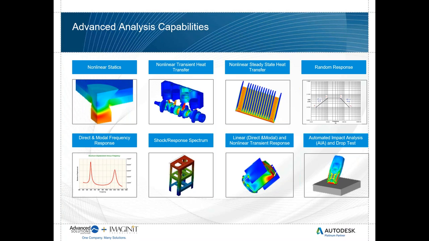Right. Now, we also have linear, direct and modal, and nonlinear transient responses. So these solve for heat with nonlinear thermal boundaries that will actually vary through time. So we're not just looking at applying a heat, but how that heat affects it over time. And then we have what's called the automated impact analysis, basically the drop test, where we're setting up a simulated drop test in there. All right, so these are the advanced analysis capabilities that are in Inventor Nastran.